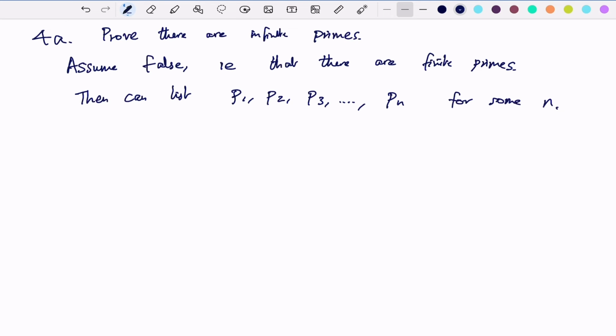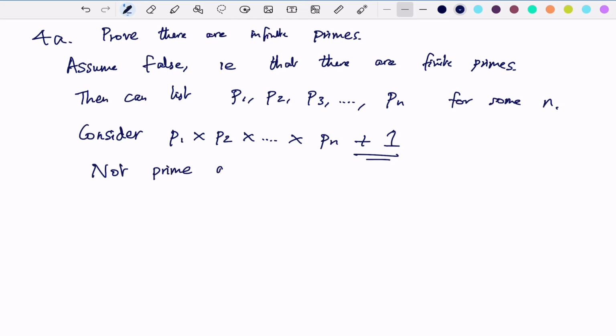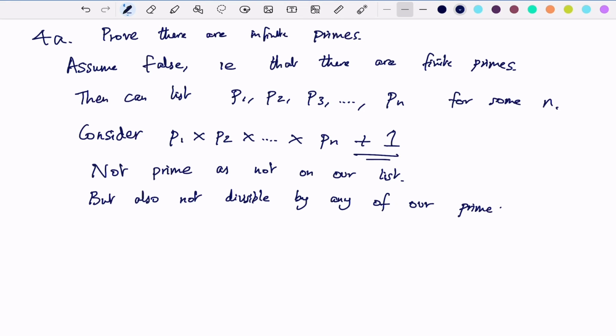The next step is the key step to remember. So if we consider the product of all of these primes put together, so P1 times P2 all the way up to Pn, and then we add 1. And if we consider that number, then that number can't be prime because it's much larger than any of the individual primes on our list, and therefore, if it's not prime, it must be divisible by one of the primes. However, we can see that because we've added 1, it can't possibly be divisible by any of the individual primes, because each of them would have remainder 1.